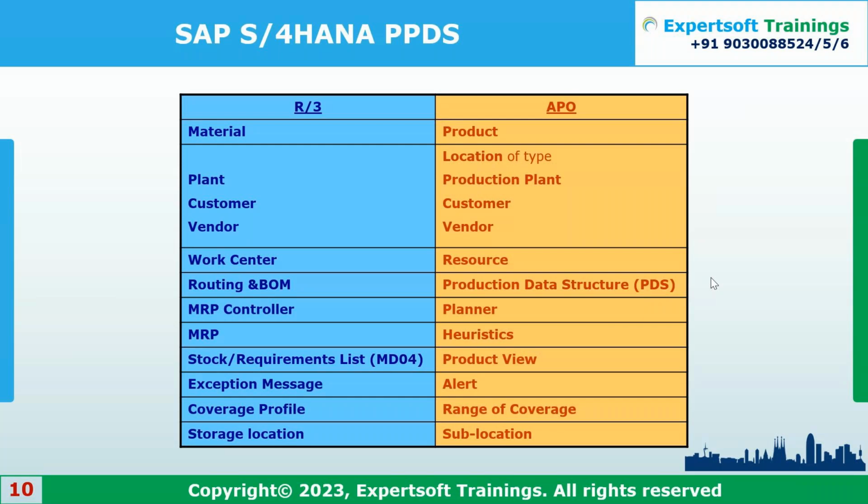And the coverage profile is called range of coverage, and storage location is called sublocation, or, based on the location type, we can say storage location. Clear?